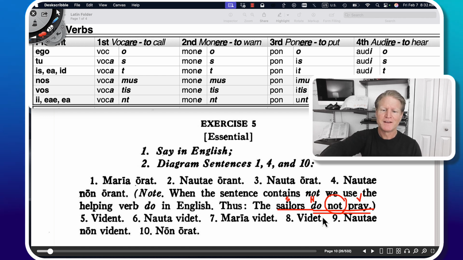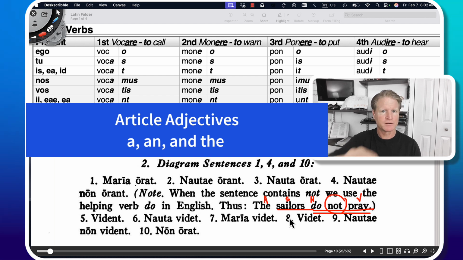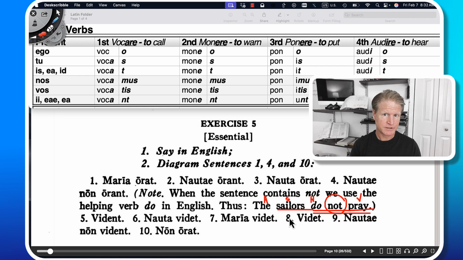And then in English, we're going to have something called an article adjective. In English, there are three article adjectives: a, an, and the. In Latin, we don't use article adjectives, so we don't have to worry about that. So here's our sentence now parsed in English. The sailors do not pray.